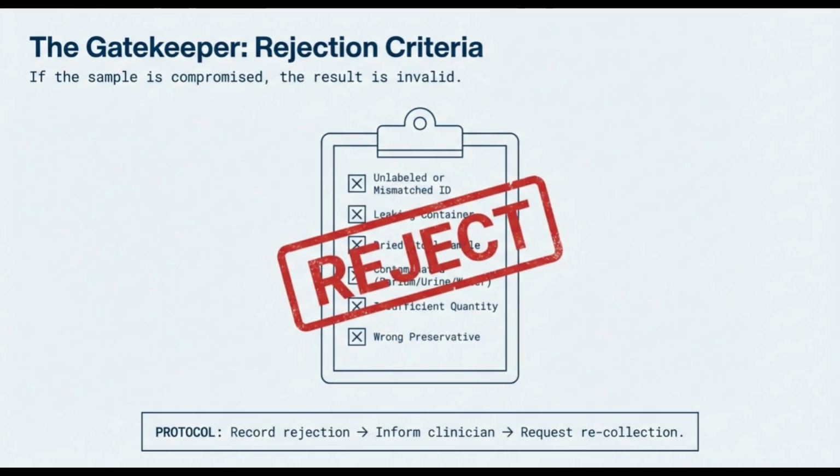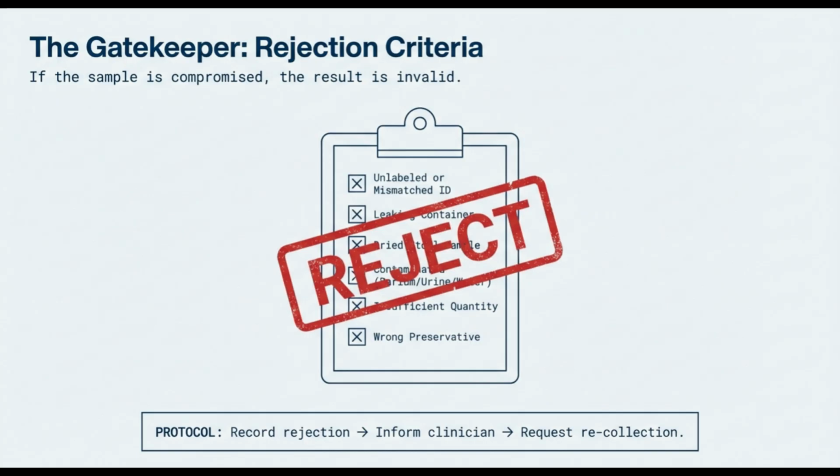So, what happens if a sample does arrive and it's compromised? It gets rejected. A result would be invalid anyway. This slide here is the gatekeeper, listing the criteria for an automatic rejection. A sample will be rejected if it's unlabeled or has a mismatched ID, if it's in a leaking container, if the specimen has dried out, if it contains obvious contaminants like barium or urine, if there's just not enough of it to analyze, or if it's in the wrong preservative.